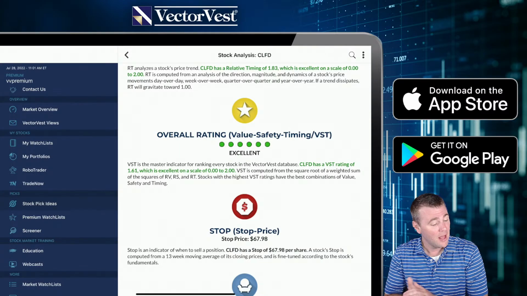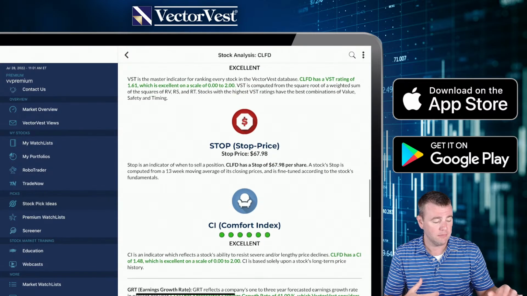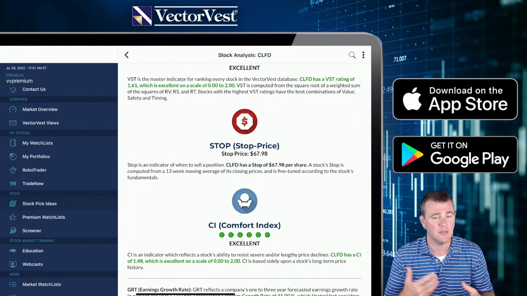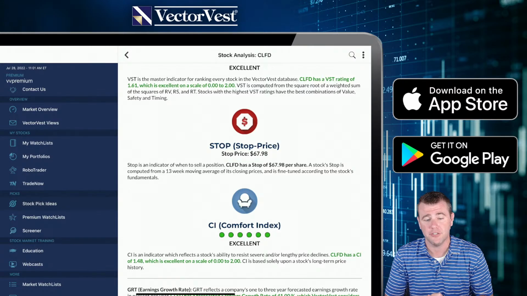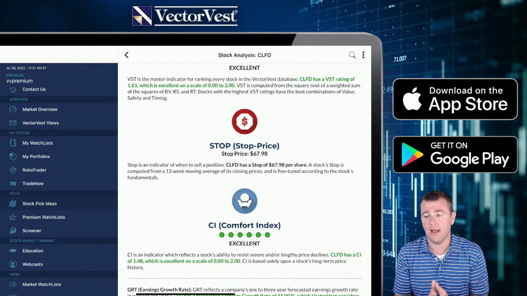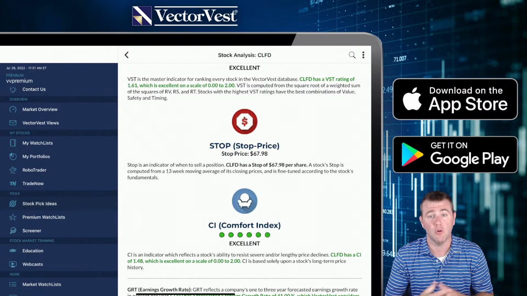That's fine. All right, so after that, the next thing we want to take a look at is the stop price. Now, the stop price is something that doesn't get talked about too much here during our live streams, so we just want to re-familiarize everybody with it. The reason why is because the stop price is like our final line in the sand. Basically, it's based upon a 13-week moving average, so a relatively conservative moving average that's adjusted for the company's fundamentals.